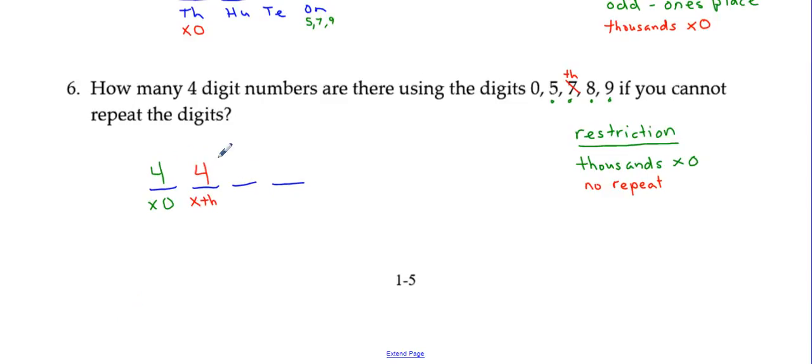And because repetition is not allowed, let's say that the 5 went into the hundreds position. Now there's only 3 possible outcomes for the tens digit. Let's say the 0 went into the tens digit. Now there's only 2 options available for the ones digit. So with your implied "and," that means there are 96 different numbers.